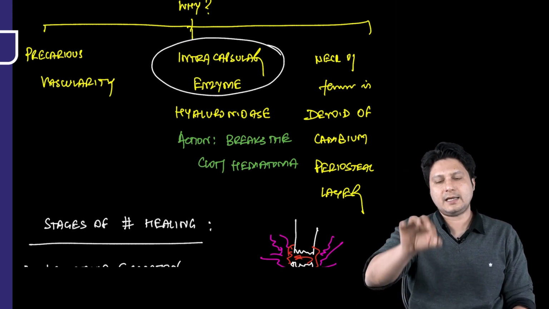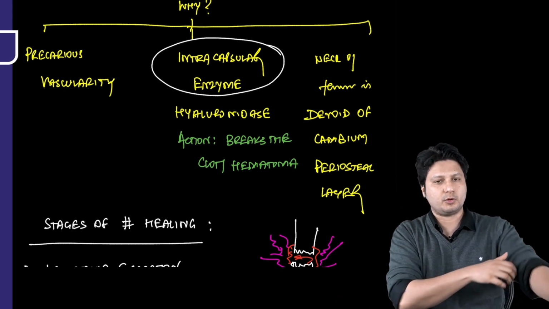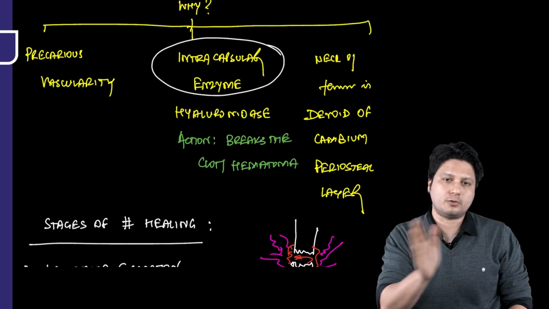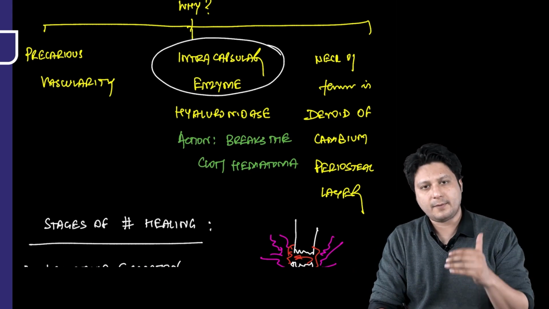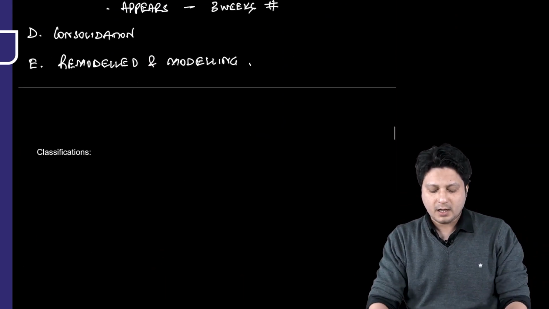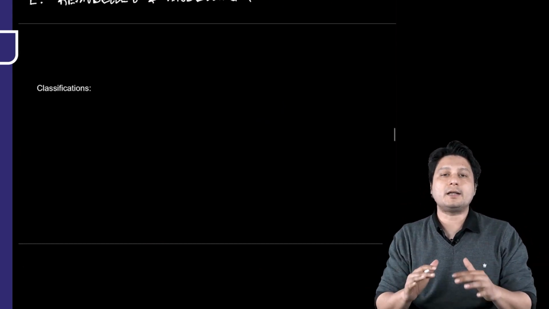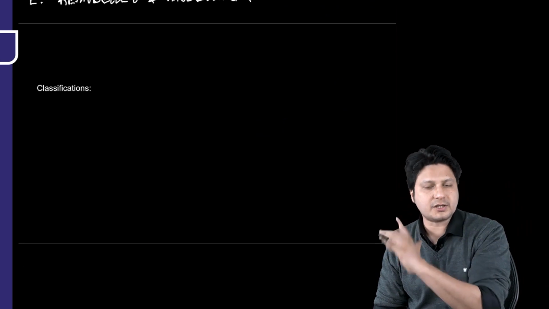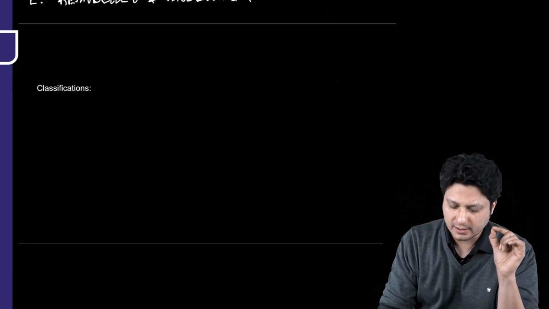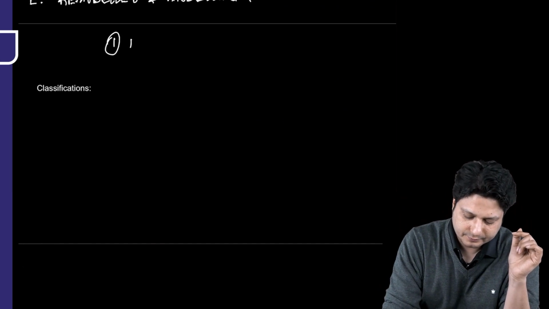That is the reason any hematoma, any clot is going to be disrupted immediately by the action of this enzyme, that is hyaluronidase. So these are the reasons why non-union is a prevalent complication in fractured neck of femur. Now it will become much easier for us to understand the three classification systems associated with the fractured neck of femur. The first classification is the anatomical classification.